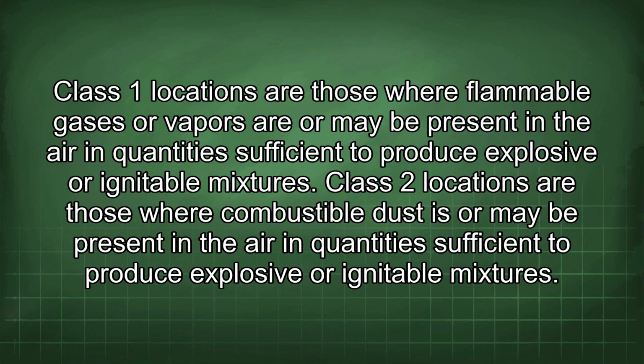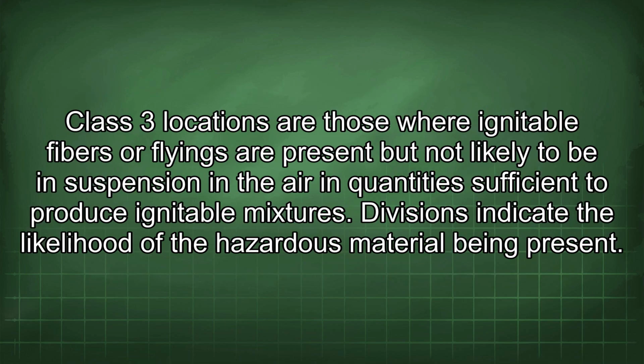Class 1 locations are those where flammable gases or vapors are or may be present in the air in quantities sufficient to produce explosive or ignitable mixtures. Class 2 locations are those where combustible dust is or may be present in the air in quantities sufficient to produce explosive or ignitable mixtures. Class 3 locations are those where ignitable fibers or flyings are present but not likely to be in suspension in the air in quantities sufficient to produce ignitable mixtures.